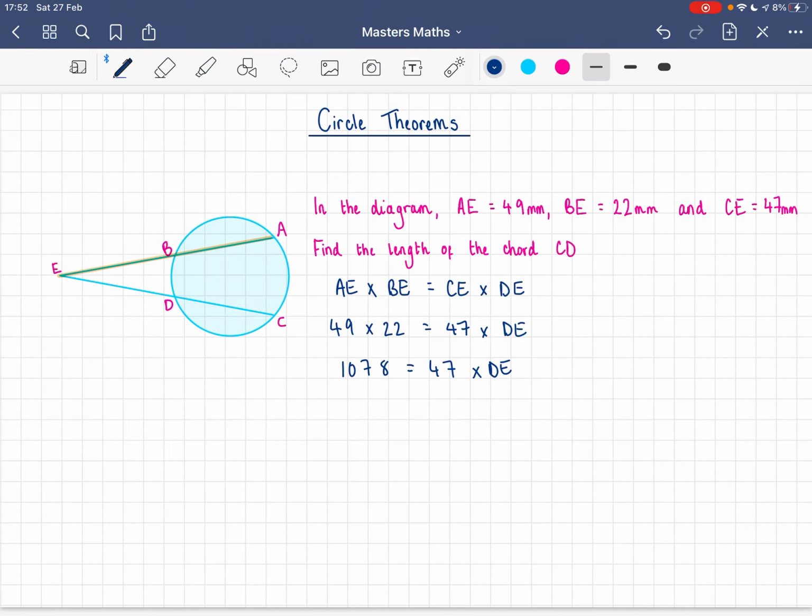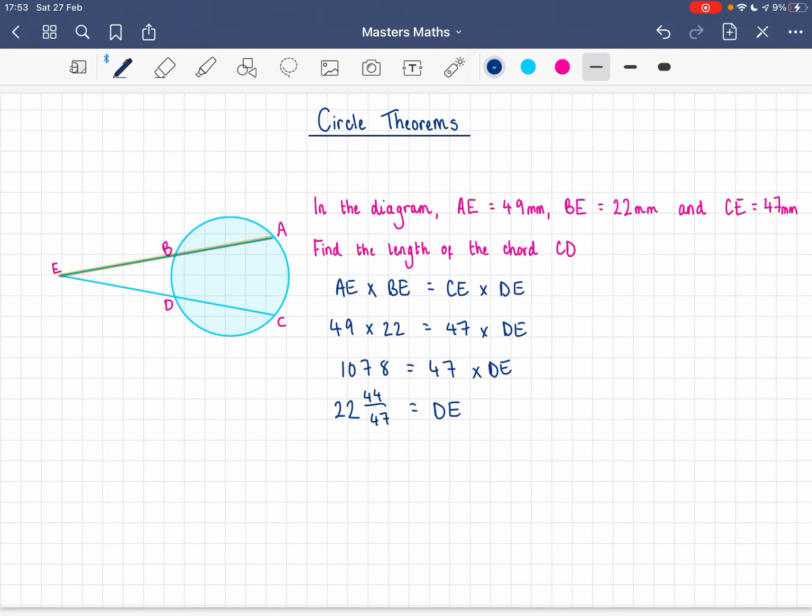1078 divided by 47 is, oh, it's a really long decimal. Is that right? I thought it might give us a nice number. Is that just wishful thinking? Let's just check it. 49 times 22, 1078. Divide that by 47. Yeah. Okay, I'm going to leave it as the fraction that I'm getting just because I want to avoid really nasty decimals. Gives me 22 and 44 over 47 is equal to DE.